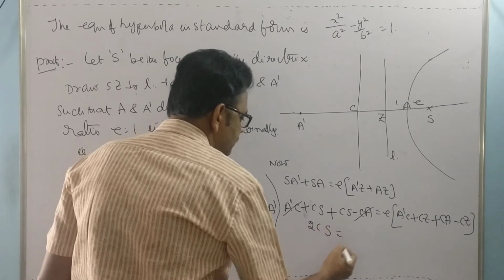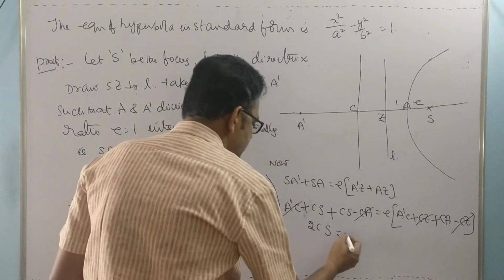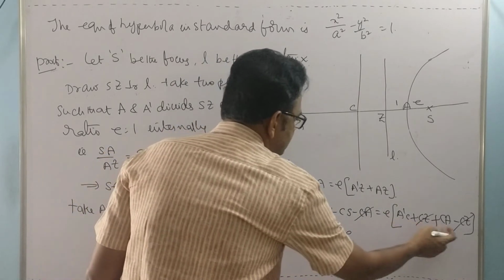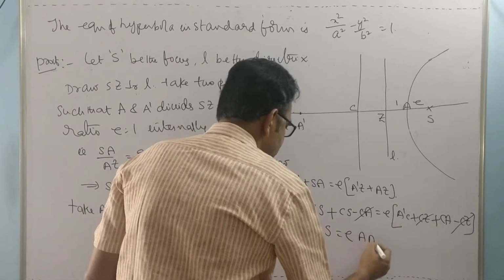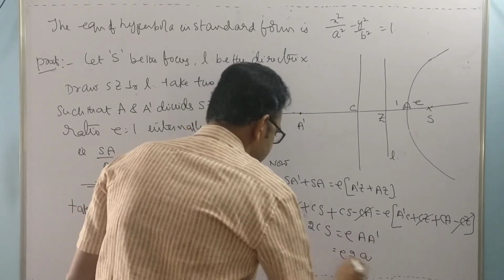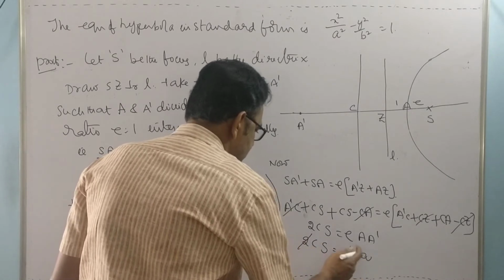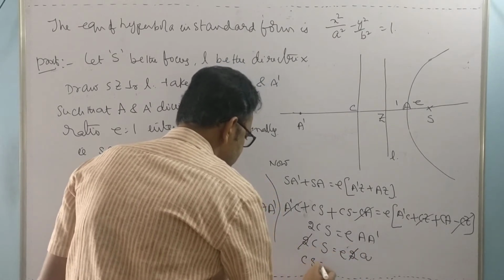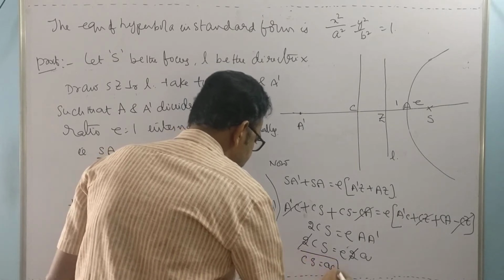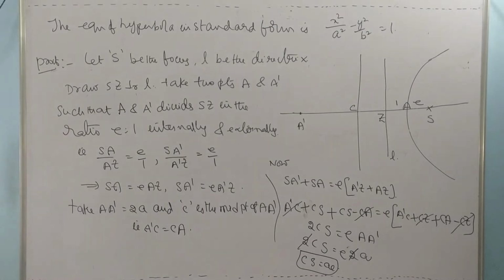2CS is equal to, so here CZ gets cancelled. So e into A dash C plus CA, which is equal to AA dash, that is equal to e into AA dash is 2a. This is 2CS. So 2 gets cancelled. That is CS is equal to ae. Okay, now CS is equal to ae.